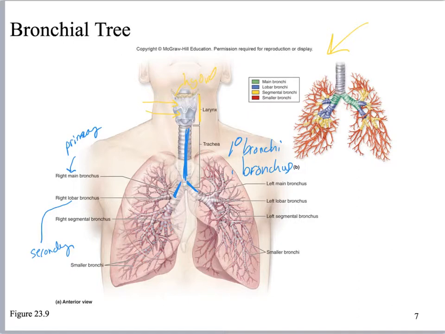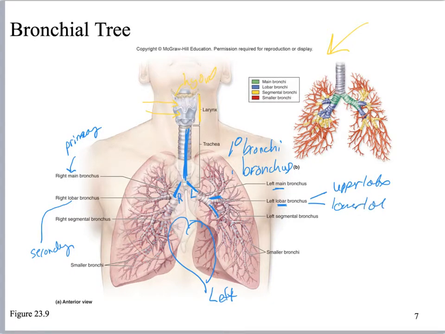Newer books are using the system of main lobar, so you just need to know both. Okay, so the primary bronchus, you've got one going to the right and one going to the left. Then those split into the lobar or secondary, so you've got one here and one here. Now this is your left lung, which you can tell because it's got this space for the heart right here. Now the nice thing about here is each one goes to a lobe.